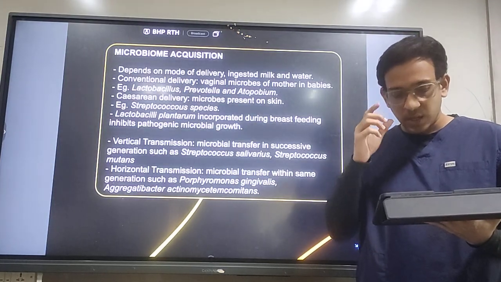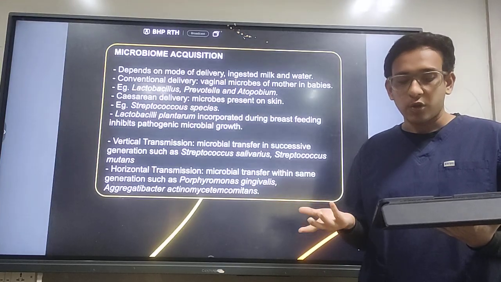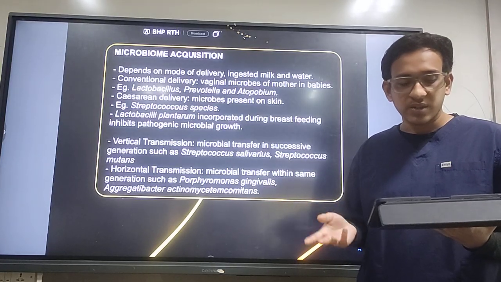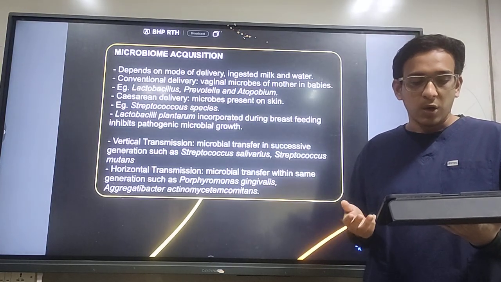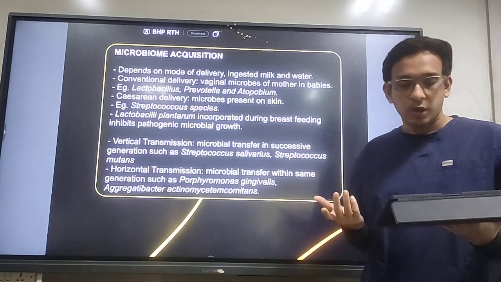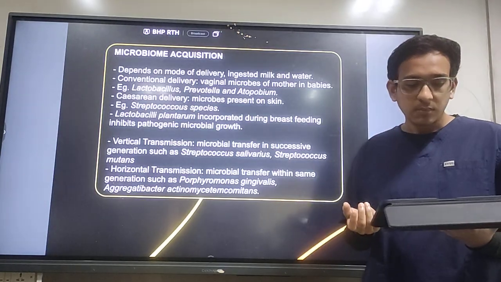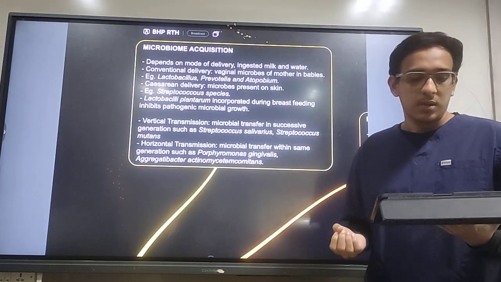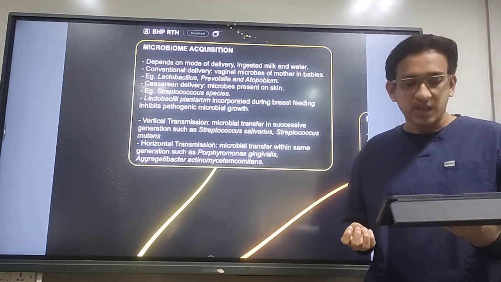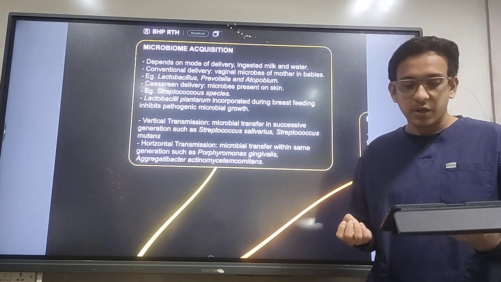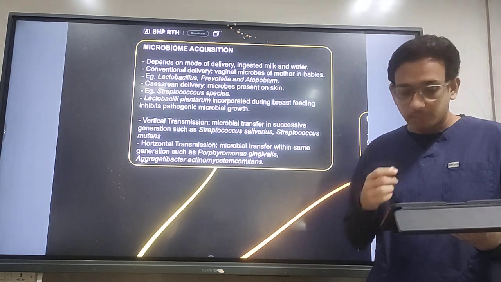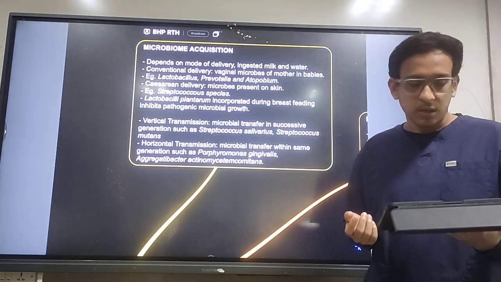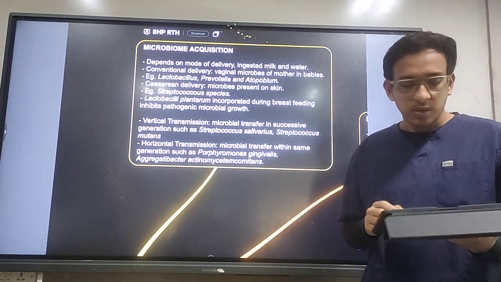In the case of cesarean delivery, microbes which are present mainly on the skin are found in the oral microbiome of the child. These are some of the Streptococcus species. Lactobacillus plantarum, incorporated during breastfeeding, inhibits pathogenic microbial growth.